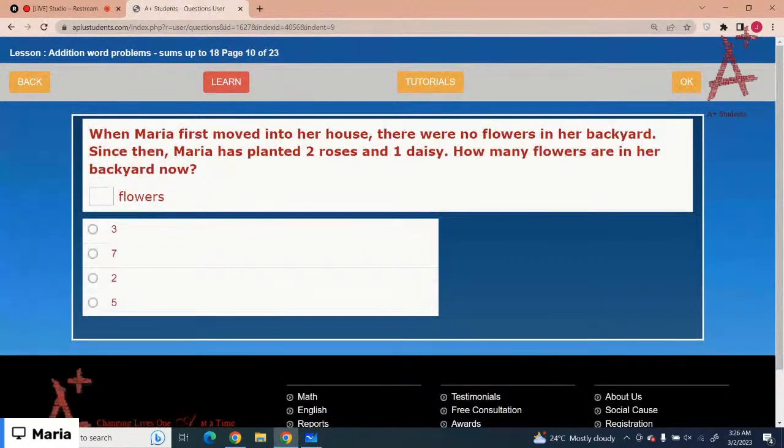Okay, the next one is: when Maria first moved into her house, there were no flowers in her backyard. Since then, Maria has planted 2 roses and 1 daisy. How many flowers are in her backyard now? So you have to calculate the total flowers. You need to add 2 plus 1. So 2 plus 1 equals 3. That means the total flowers in her backyard are now 3. Got it?